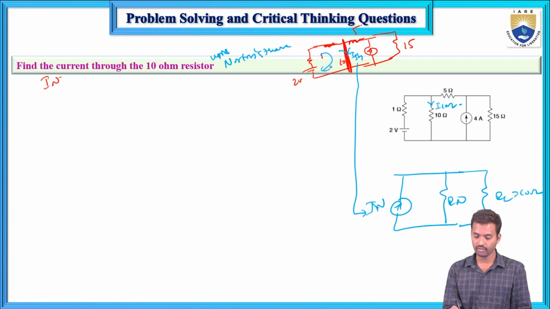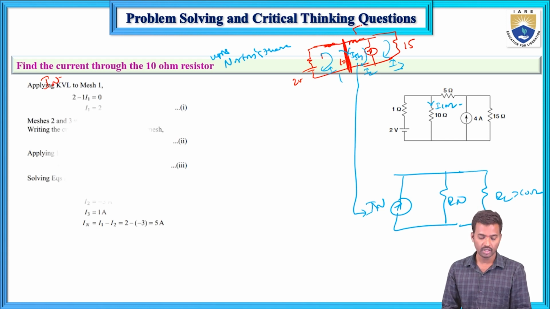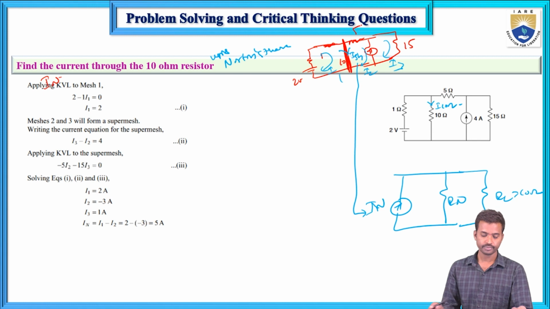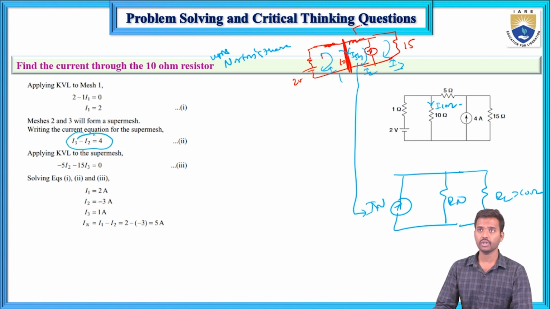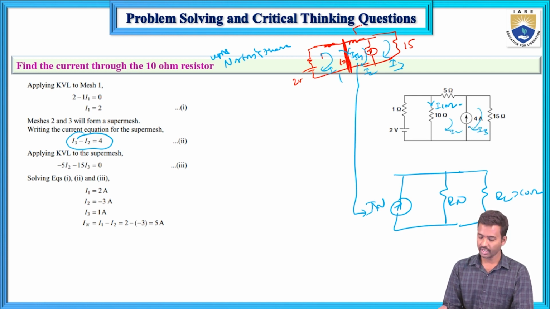First, this is I1, this one is I2, and this one is I3. Now here there is a supermesh, in between two meshes one current source exists. So by mesh analysis you can calculate it. First, the IN calculation. I3 minus I2 equals 4. Is it okay? This I2 and I3. I3 minus I2, why?